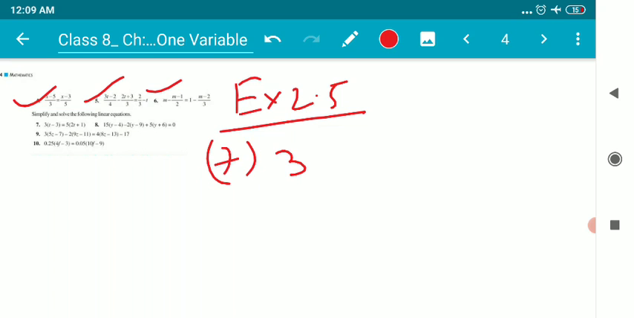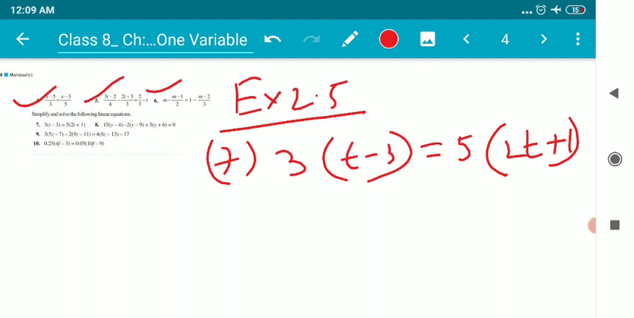Question is 3 into (t minus 3) is equal to 5 into (2t plus 1). Children, before I solve it, I must tell you, we have many ways to solve it. I always prefer to teach in a very easier way. So the easiest process of dealing with such a question is, this 3 is into with (t minus 3). That is, 3 is multiplied with t as well as with minus 3.